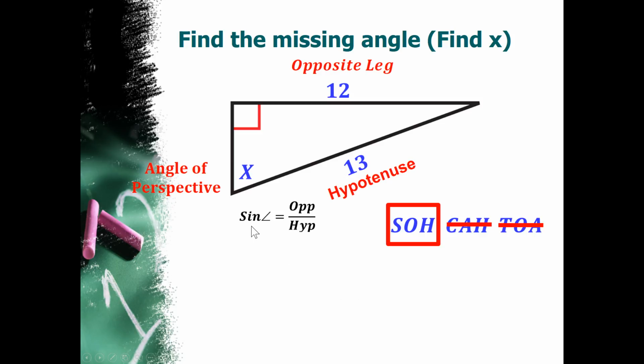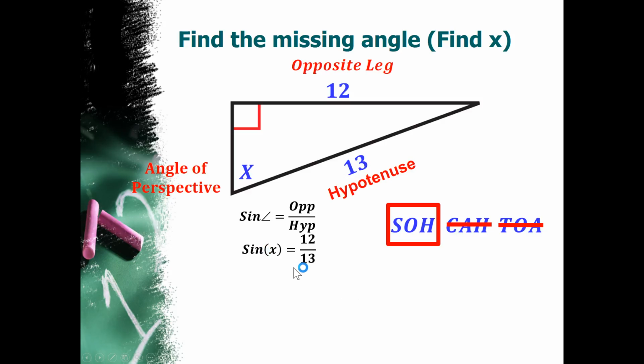We're going to set up our equation, plug in our values. Our angle measure is x. Our opposite leg length is 12. Our hypotenuse has a length of 13. Now this sets up a new perspective for us. We need to get the x out of the sine function.